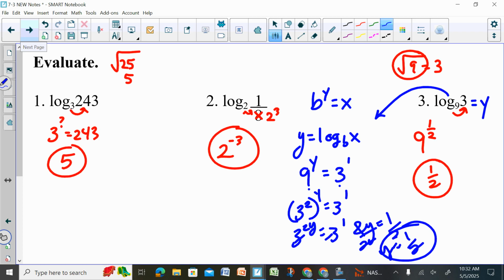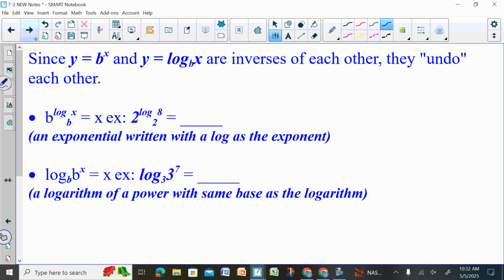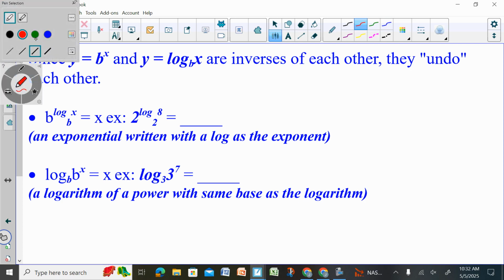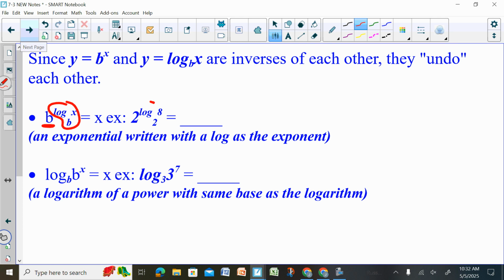One last thing, I want to talk about some special case scenarios. Since logs and exponents are inverses of each other, they sort of undo each other. And so when we see something like this, I'm raising a base, and this whole thing is the exponent. I'm raising b to this exponent, but the exponent happens to be a log. So I'm raising 2 to some power, and the power I'm raising 2 to is log base 2 of 8. You don't have to do any work. When I see this, I cancel out the 2's and I get 8.